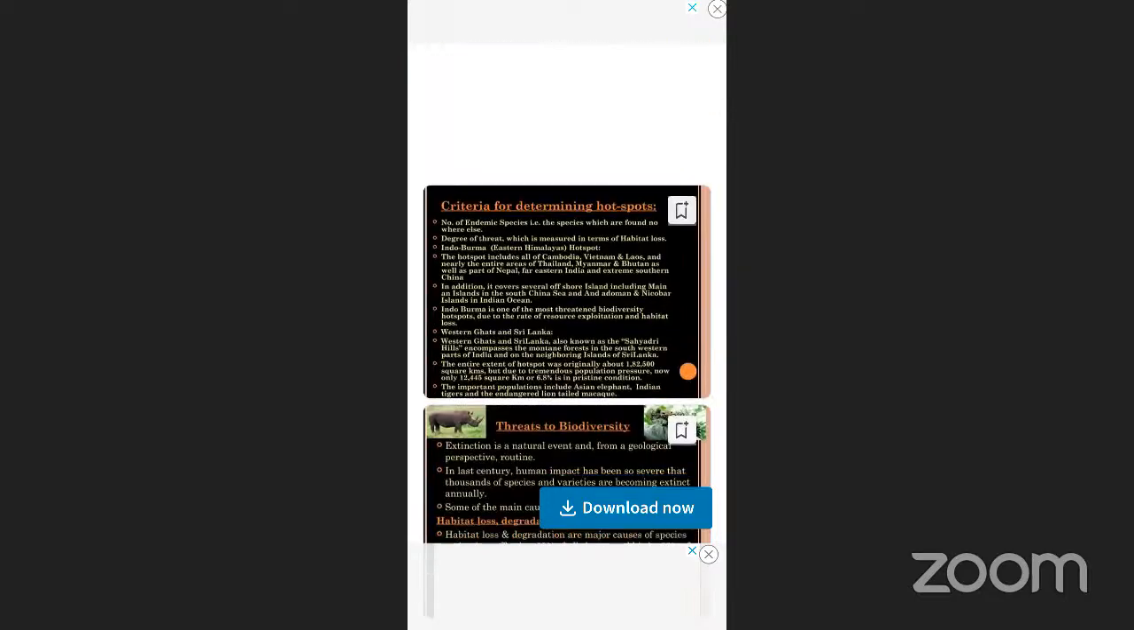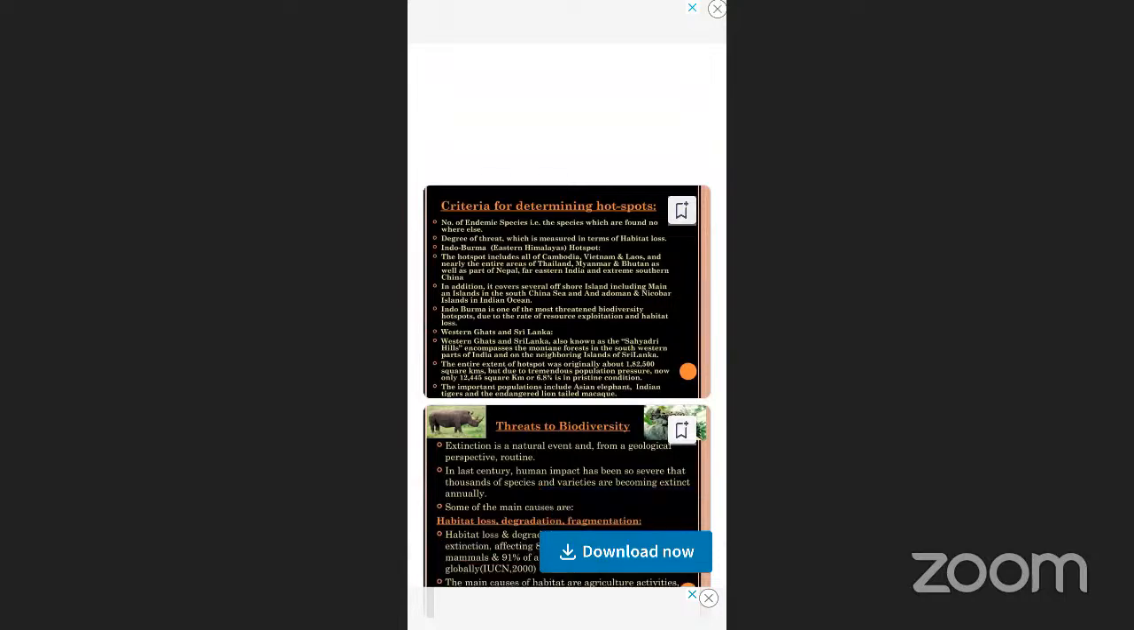What are the criteria for determining the hotspots? Already we discussed: the number of endemic species, the species which are found nowhere else, and the degree of threat, which is measured in terms of the habitat.